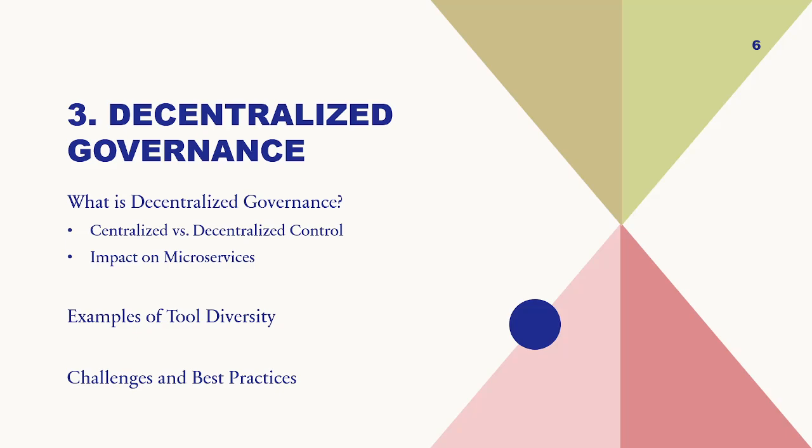Third is security and compliance. Maintaining a secure system requires teams to follow organization-wide guidelines for data security, even if they use different tools. Ultimately, decentralized governance, when managed well, allows each microservice team to innovate and optimize independently, making the overall system more flexible and responsive.